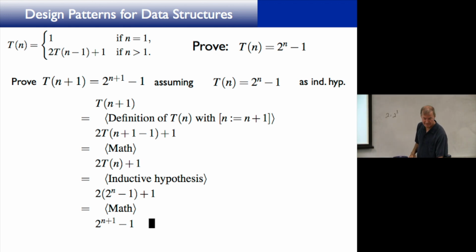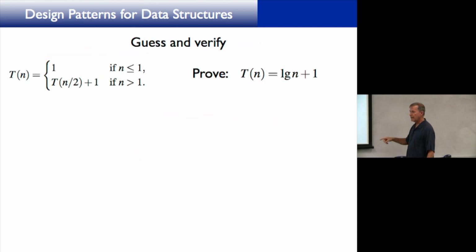Are we good? Everybody good? Now, here's another one. In that case, the recursion was n minus 1. In this case, the recursion is going to be t of n over 2. All right? So now what we're going to do here is a little tricky.